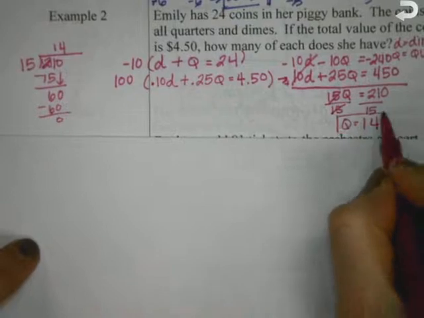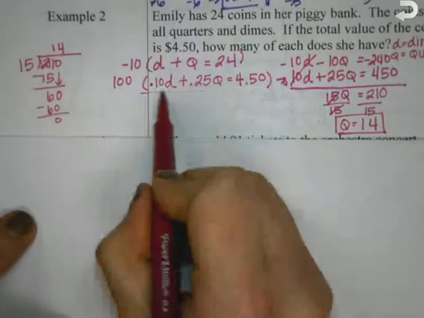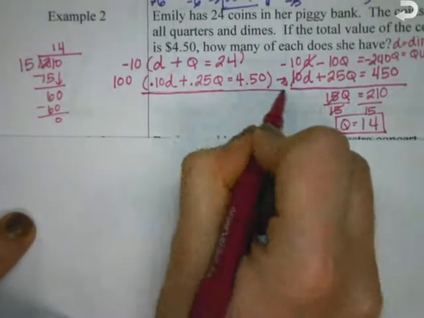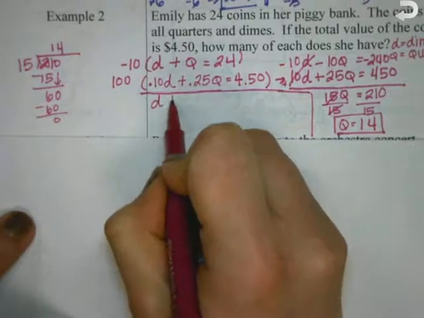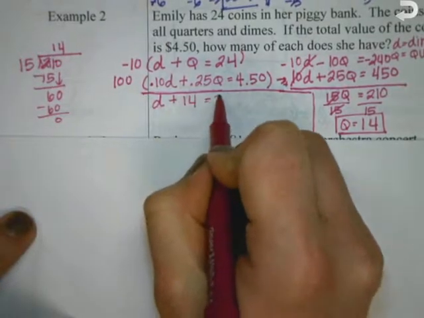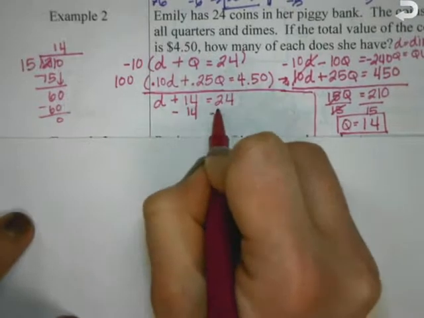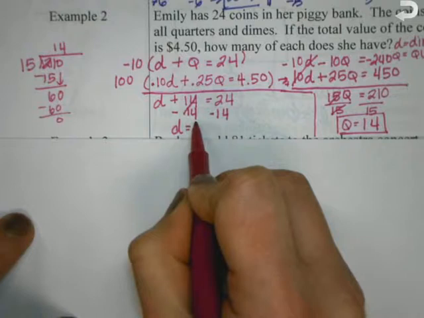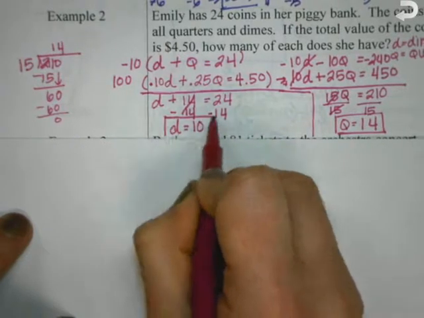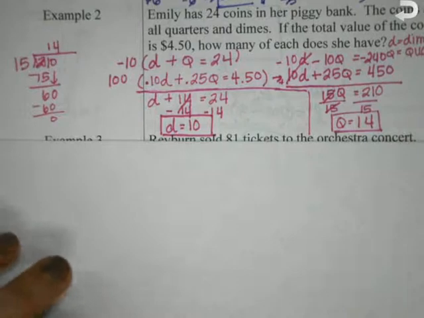So plug it in. What's going to be the easiest place to plug it into? The first. So that's D plus 14 equals 24. Subtract 14 from both sides. So D equals 10. So we have 10 dimes, 14 quarters. That equals 34. Oh, no, wait, no.